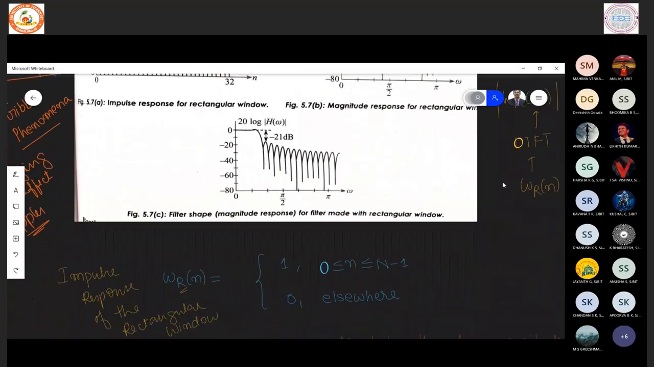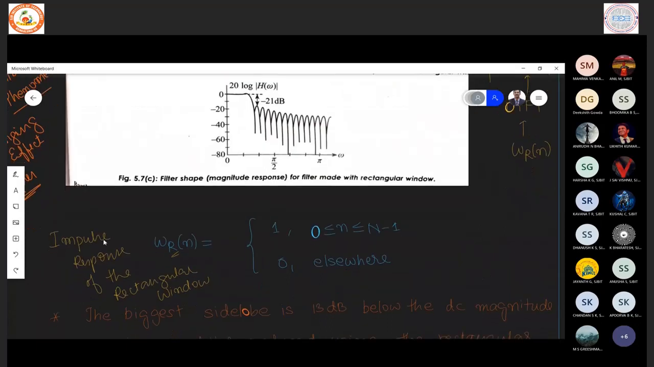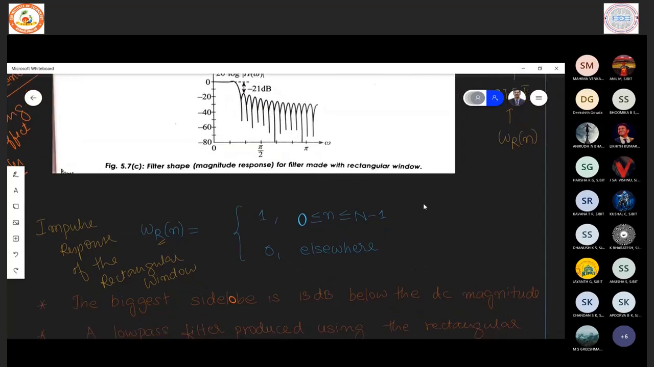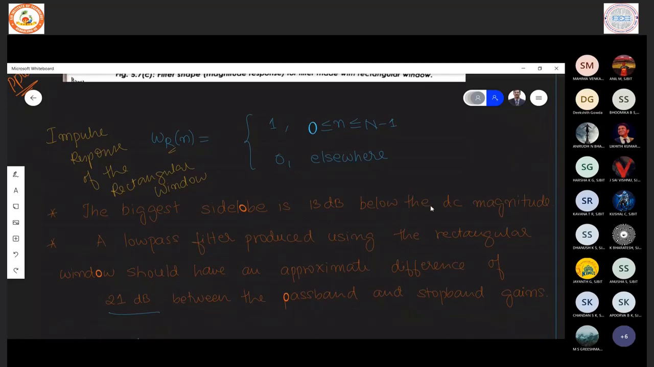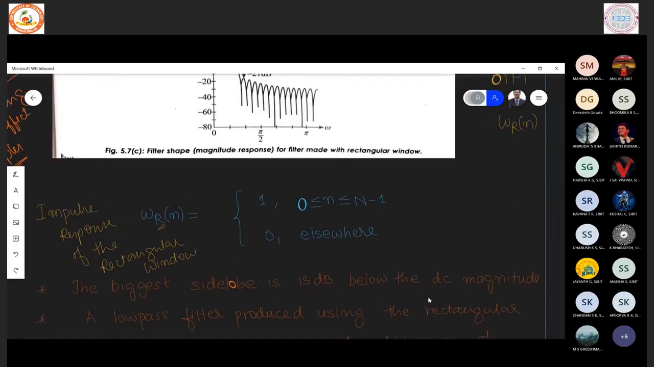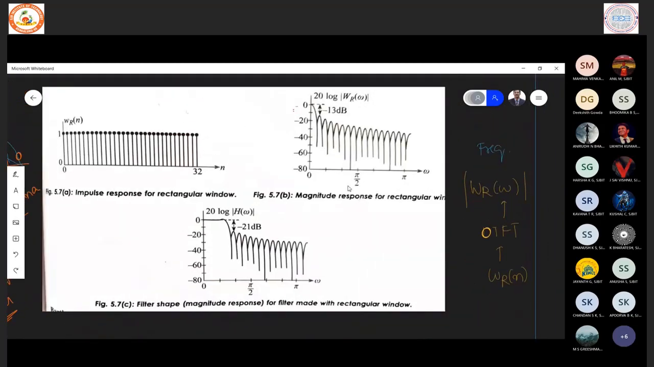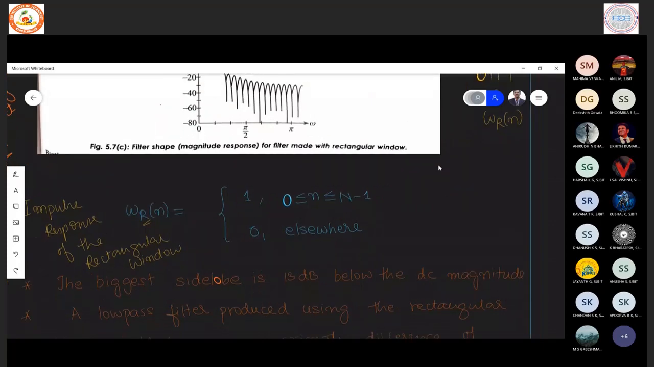Now we shall summarize. The impulse response of the rectangular window is given by the window function WR of n equals 1 for n between 0 and N minus 1, and 0 elsewhere. The biggest side lobe is 13 dB below the DC magnitude. You know what the DC magnitude is? At frequency 0, the value you have is called the DC magnitude. So between 0 and this point, the difference is minus 13 dB.